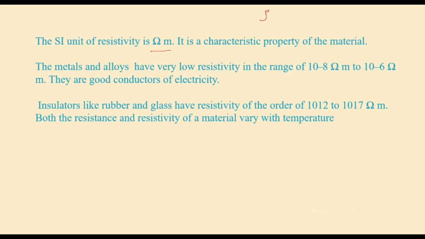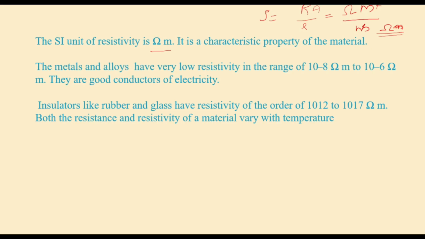Rho is equal to RA by L. The resistance unit is ohm, the area unit is meter square, and the length unit is meter, so meter square cancels with meter, leaving ohm meter. It is a characteristic property of the material.